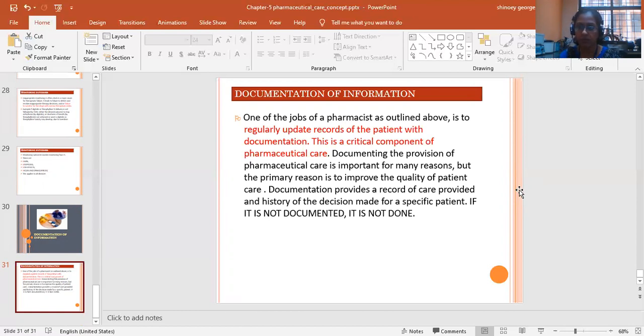So this is about the provision of providing pharmaceutical care, how it has to be given, as well as what are the parameters needed for providing pharmaceutical care, or what happens to the patient's condition if pharmaceutical care is not being properly given. So that is all for the session.